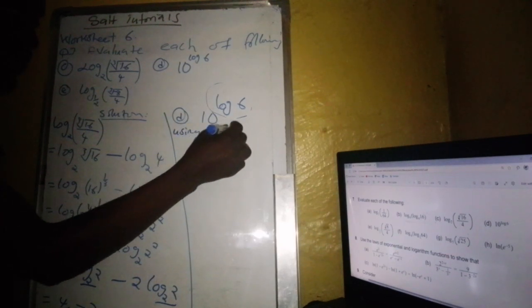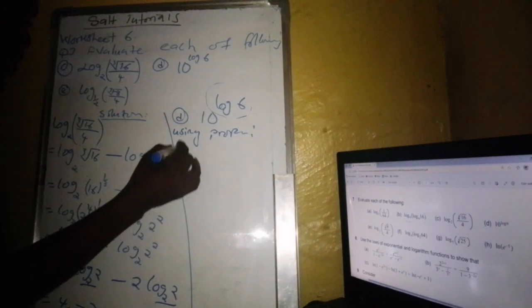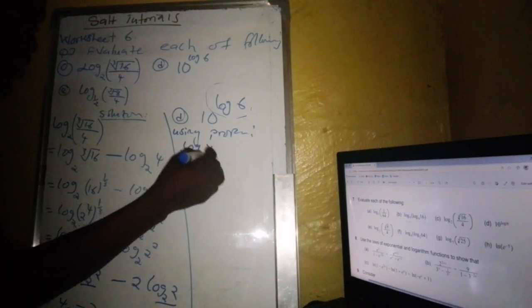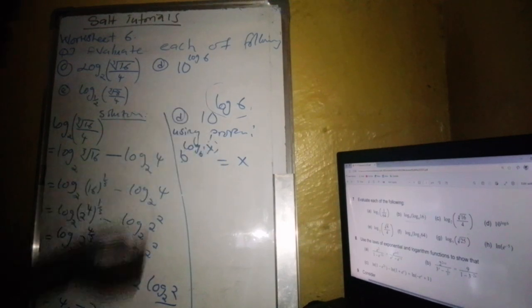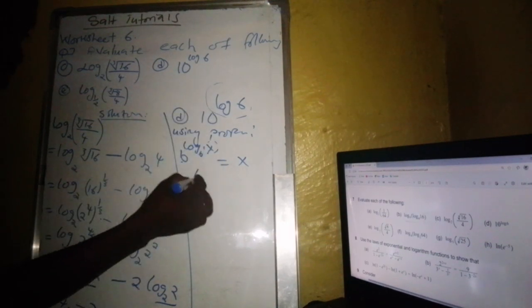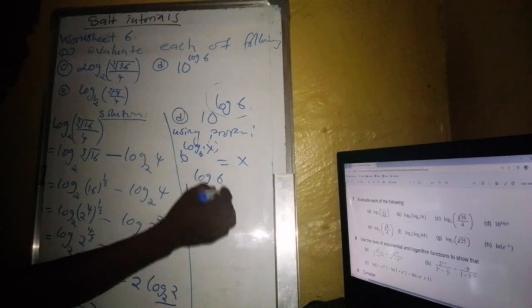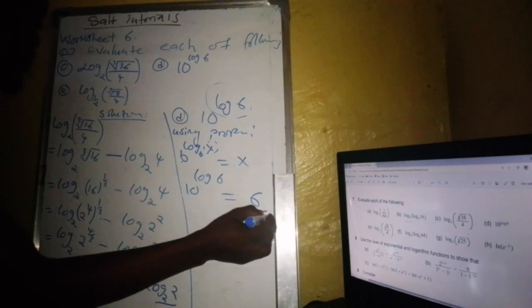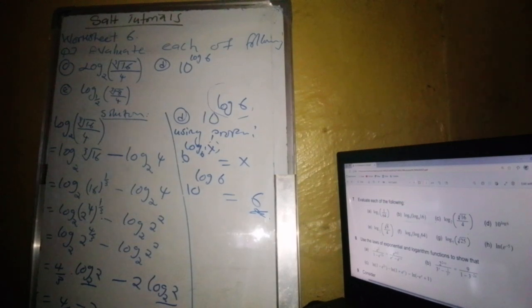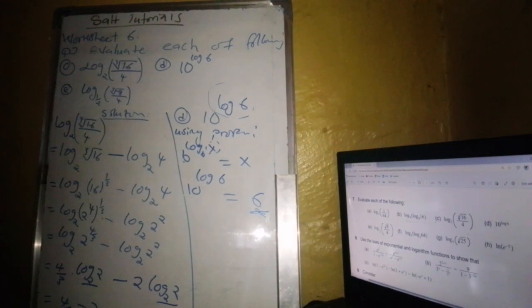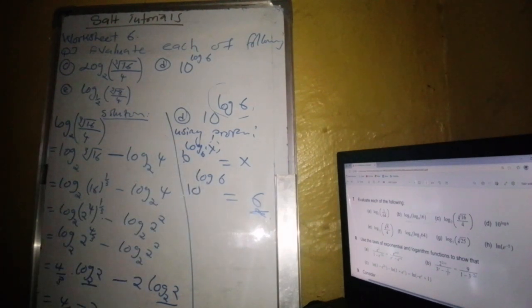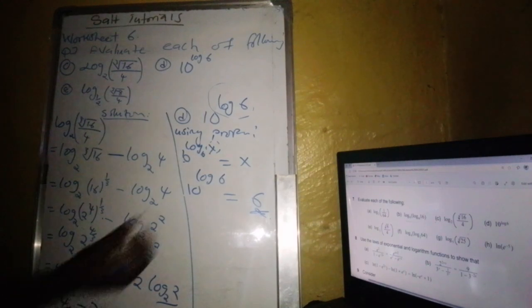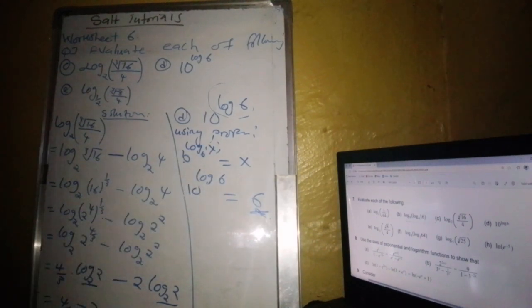Using the property b power log bx equals to x. If this b and this b are the same, the answer is always equals to this x. This implies that 10 power log of base 10 6 should be equals to what? 6. That's your final answer based from your property. So nothing like stressing there, just use that property and you have the base of the expression as evaluation to be equal to 6.